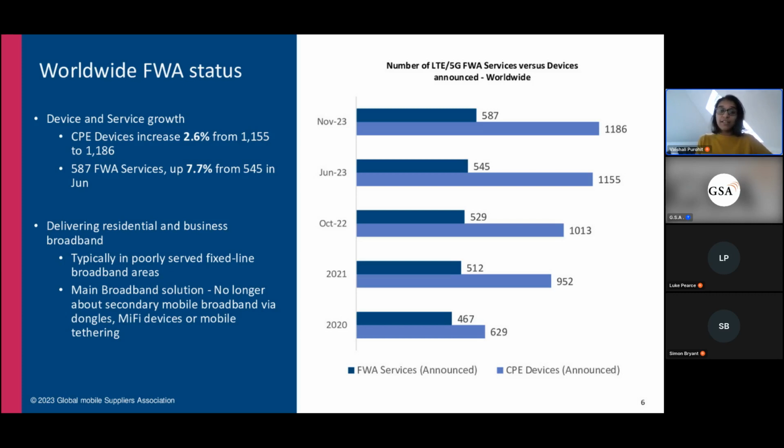The number of fixed wireless access services by operators also continued to increase, although at a slightly slower rate. Between 2020 and 2021, the figure grew from 467 to 512, then up to 529 in October 2022 and 545 in June 2023. Now we're at 587 announced LTE and 5G fixed wireless access services, a growth of 42 since June, overtaking the growth rate seen in 2022 significantly.